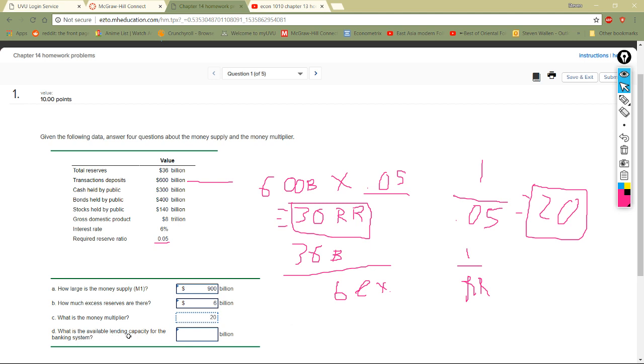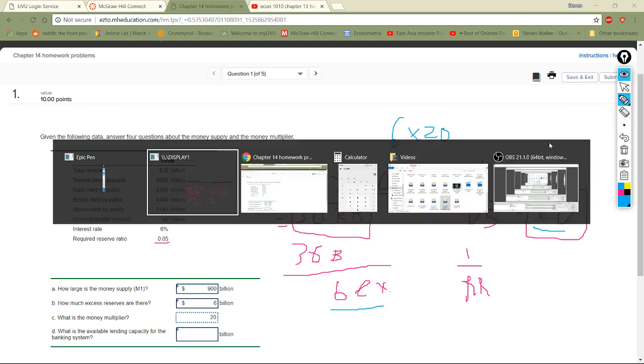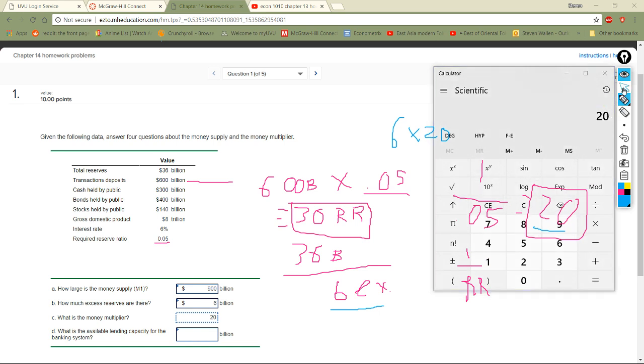What is the available lending capacity for the banking system? So right now they have 6 billion in excess. If they use that 6 billion, it could kick around how many times? 20 times. So right now they have 6 billion in excess. It can kick around 20 times. You just do 6 times 20. That's all you do. Let's pop that up. 6 times 20, 120 billion.